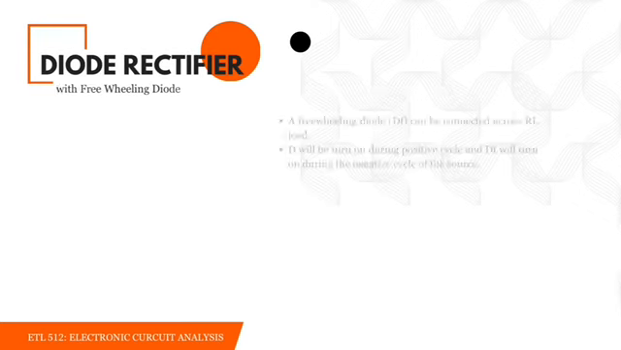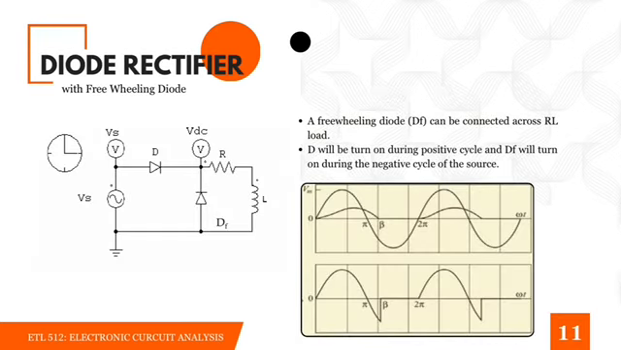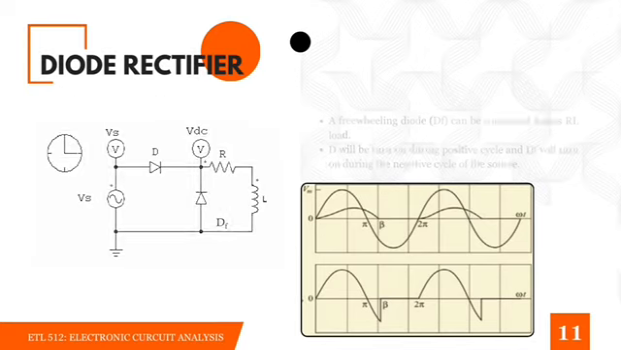To further stabilize the current in an RL circuit, a freewheeling diode, labeled DF, can be connected across the load. The main diode conducts during the positive cycle, and the freewheeling diode conducts during the negative cycle. This allows current to continue circulating through the inductor even when the input voltage is zero or negative.